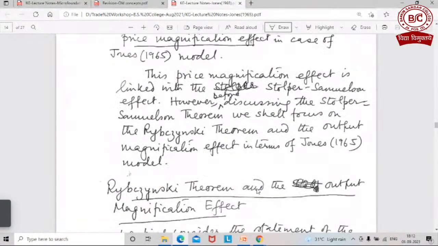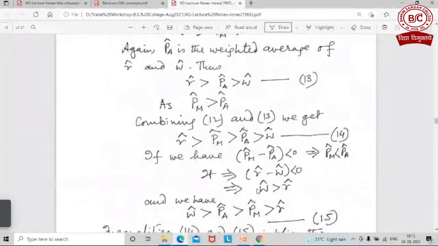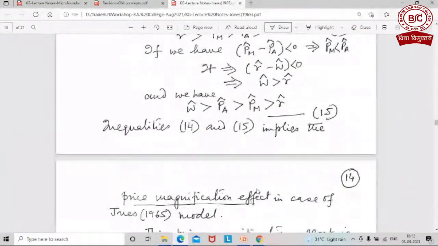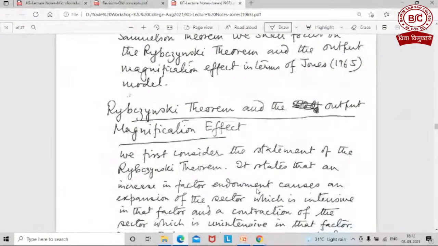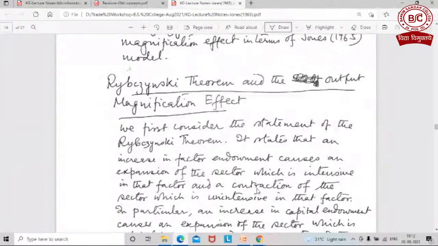So the price magnification effect came last year. It's linked with the Stolper-Samuelson theorem, and the Stolper-Samuelson theorem is also linked with the Rybczynski theorem. Now, there is a famous theorem which we use in the context of the Rybczynski model, which we use in the case of the Jones model, that is the Rybczynski theorem.